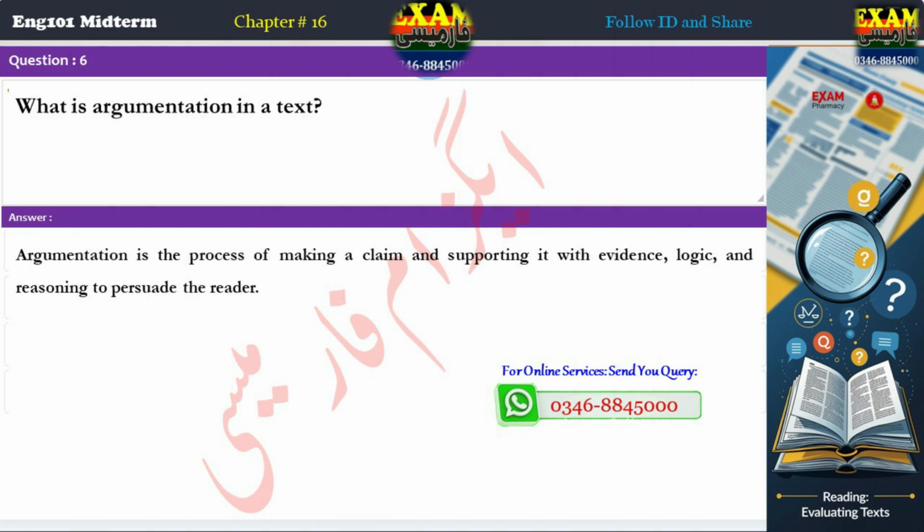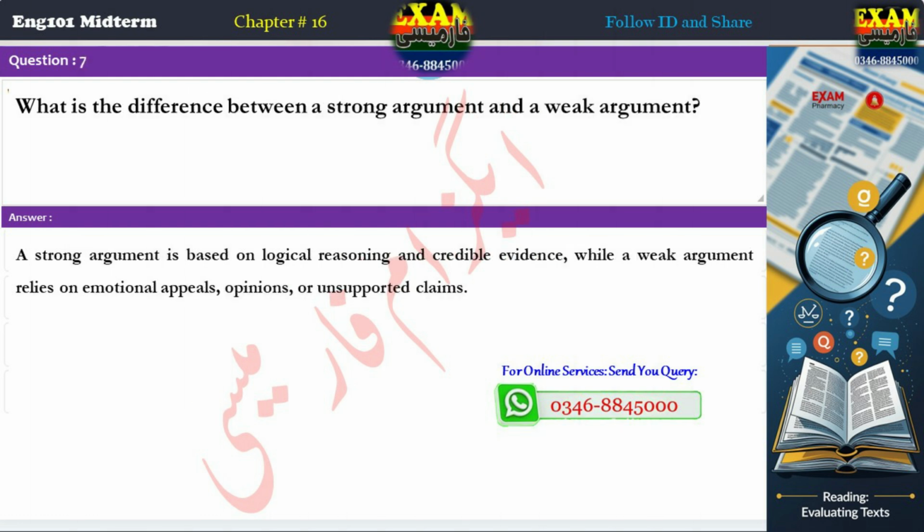6. What is argumentation in a text? Answer: argumentation is the process of making a claim and supporting it with evidence, logic, and reasoning to persuade the reader. 7. What is the difference between a strong argument and a weak argument? Answer: a strong argument is based on logical reasoning and credible evidence, while a weak argument relies on emotional appeals, opinions, or unsupported claims.